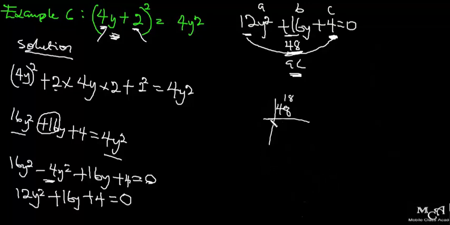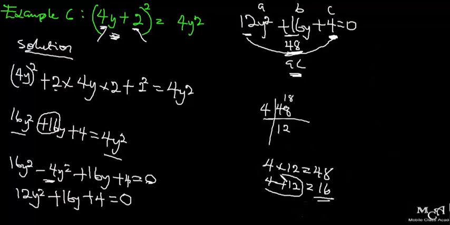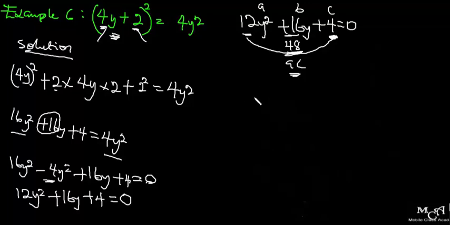So from here, if I use 4, 4 goes in 48, 12. So 12 times 4 is 48, right? 4 plus 12 is what? 16. So I can use 12 and 4 to replace the value of my b. Let's clear the board and move forward. So we've gotten the values to replace our b, and they are 4 and 12. We need to substitute this into this equation.